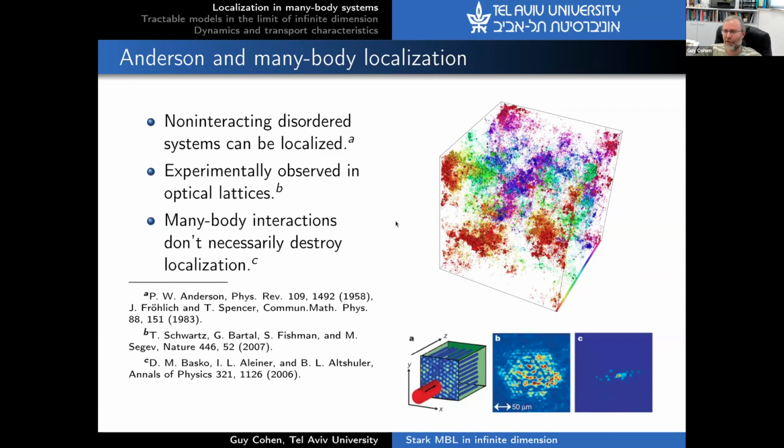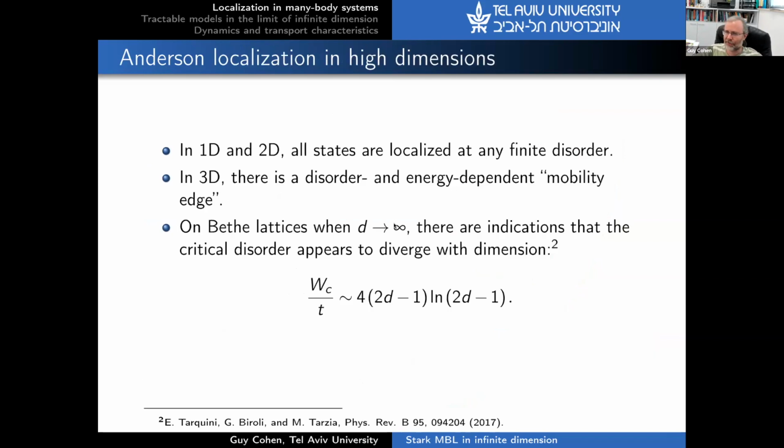So this is the field that we now call many-body localization. It's about localization in systems which do have interactions. Now, we know that 1D and 2D systems will always localize if you have any sort of disorder, at least in the non-interacting case, right? So this is just simple Anderson localization. In 3D, you have some kind of mobility edge. So there's an energy threshold for a given disorder that sets which of your states are localized and which are delocalized. Then you can look at all sorts of high-dimensional cases.